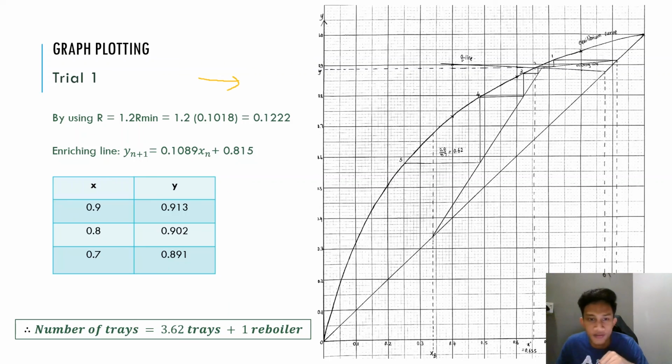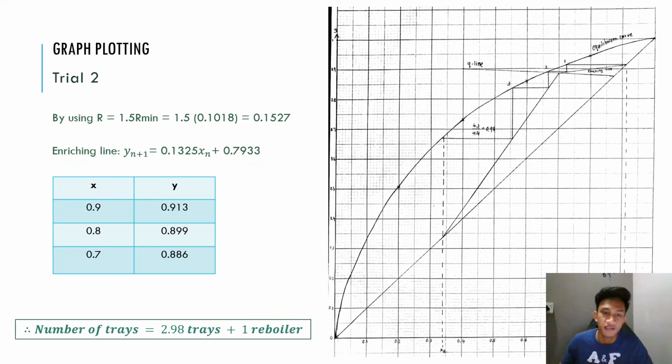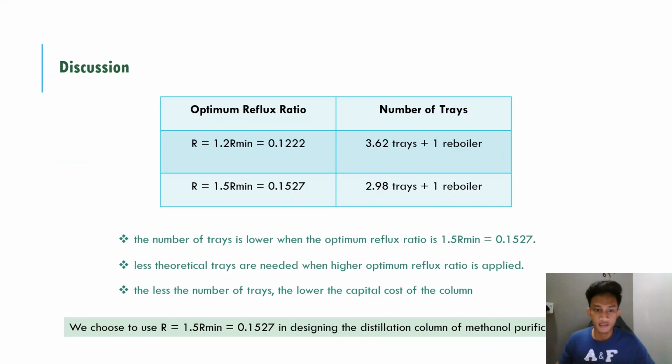In trial one, we use 1.2 R min, and the number of stages needed is 3.62 and also one reboiler. If we use the second trial with R equal to 0.1527, the number of trays will be 2.98 trays and a reboiler. So we have decided to use R equal to 0.1527 in designing this distillation column of the methanol purification unit.